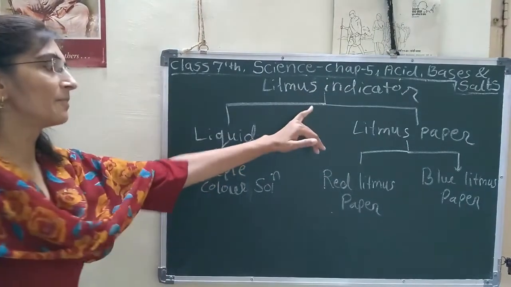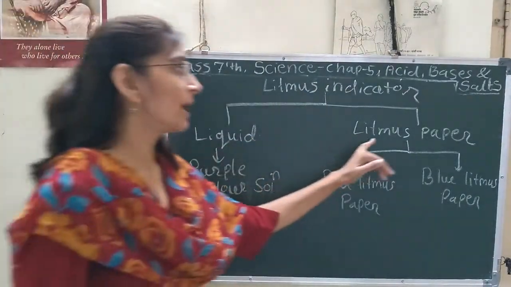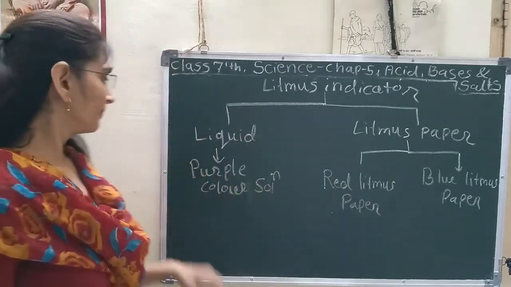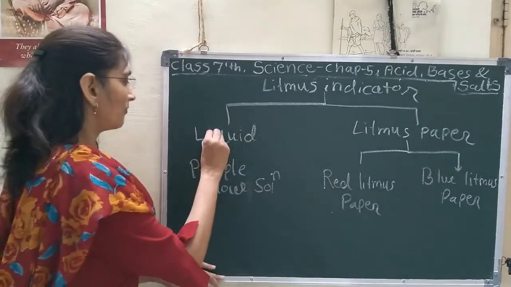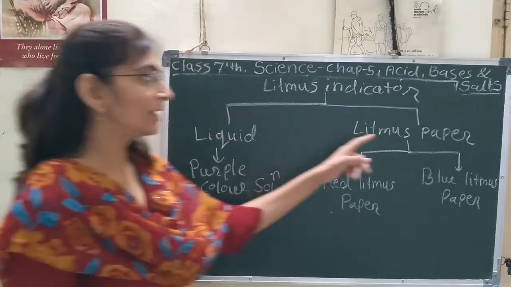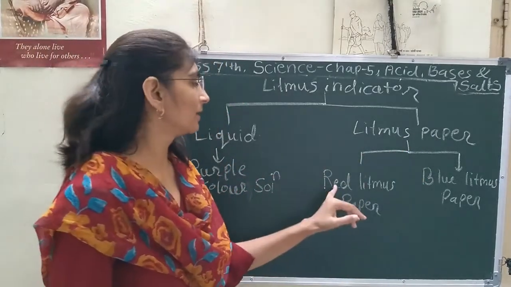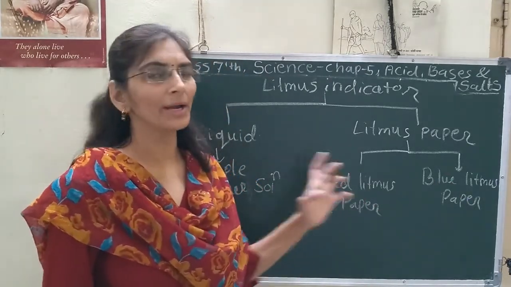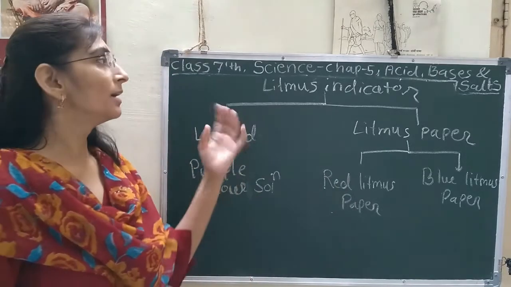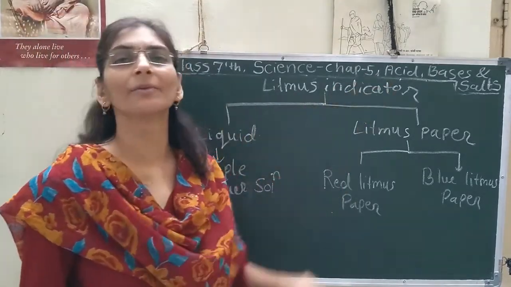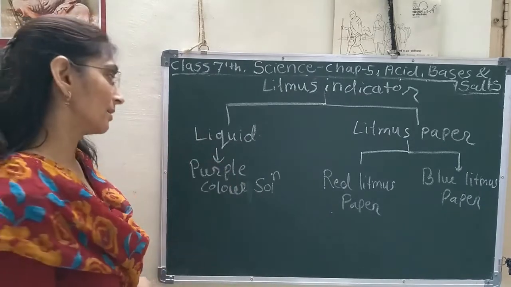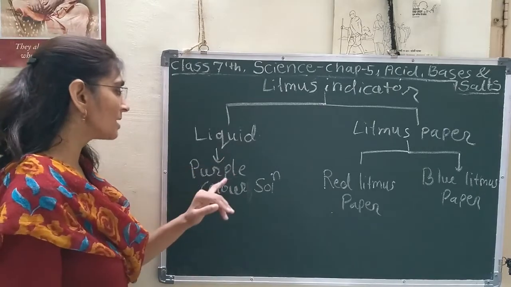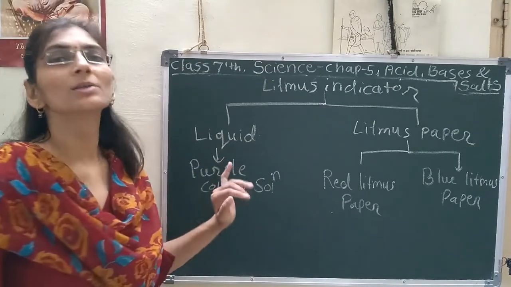Yes. Litmus indicator is available in liquid form, and we can get it in litmus paper form also. So the liquid is a purple color solution, and the litmus papers are of two types. One is red litmus paper and another is blue litmus paper. So how it works, we will see. How it works with acids, bases and with neutral substances, we will see here. So first of all we will discuss the litmus purple color solution.